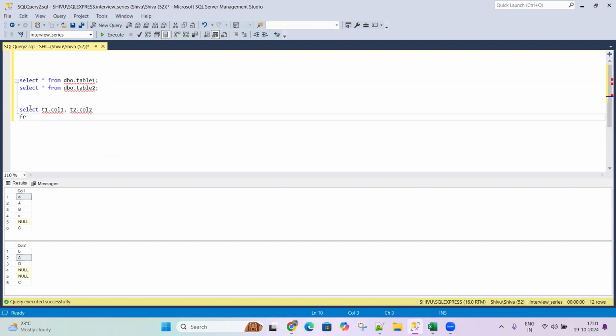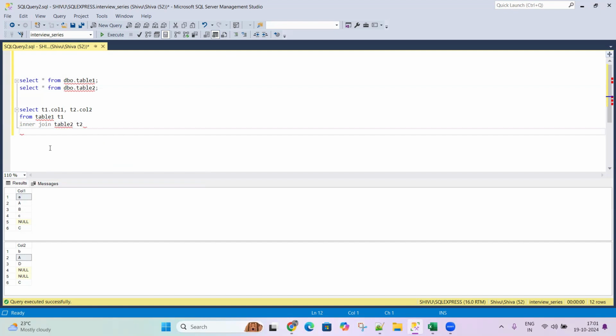Then from where we need that, we need from table one, T1, that we are aliasing as table one. What we are doing is an inner join. For which table are we doing it? This table two. So it will be table two, aliasing it as T2, on condition.